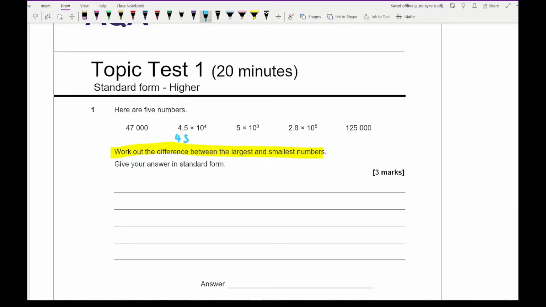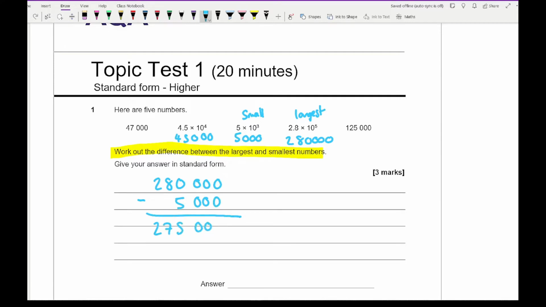So this one's going to be 4 5 with 3 zeros, that's going to be 5 with 3 zeros, and this is going to be 2 8 with 4 zeros. So from this what we've got is this number here is our smallest and this one here is our largest. So working out the difference, I want to do 280,000 minus 5,000, in which the answer we should have is 275,000. Now what we want to do is write this in standard form, so that's going to be 2.75 times 10 to the power of 5.